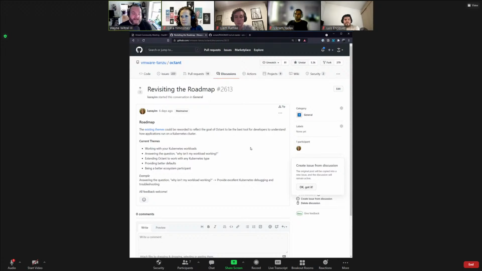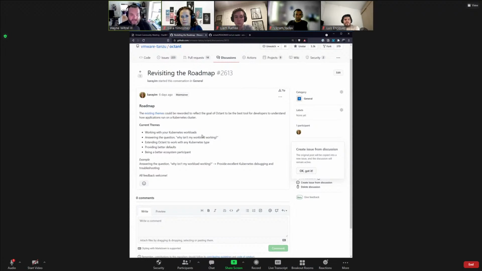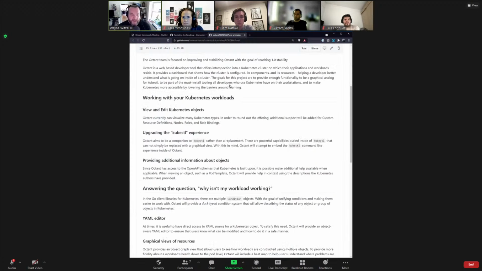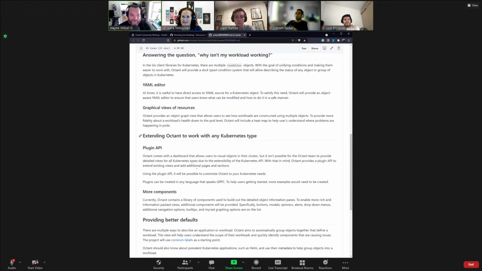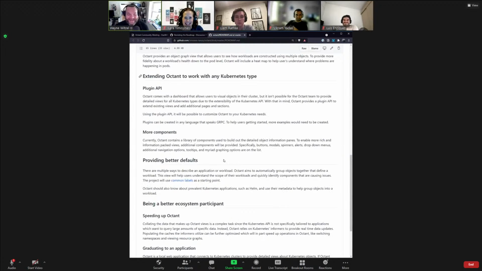So across those current themes, I'm just going to read it out here. Working with Kubernetes workloads, answering the question, why isn't my workload working? Extending Octant to work with any Kubernetes type. You can read that as both plugins as well as good default behavior. It's a little overloaded. And then providing better defaults, and then being a better ecosystem participant. That last one is always, I have to go look at what we put on. Anyway, some of them are not quite clear.